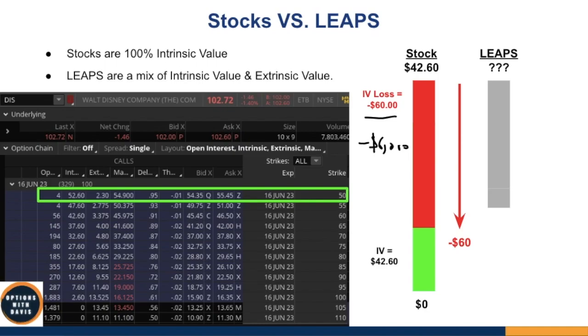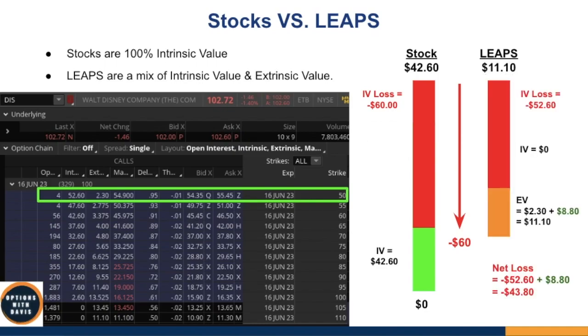Okay, so have you come up with a guess on what's the value of the LEAPS after it dropped $60? Well, the answer is that the LEAPS did not actually go to zero. It still has a value of $11.10. So how do I know this? Basically, all you have to do is take a look at the 110 strike price.